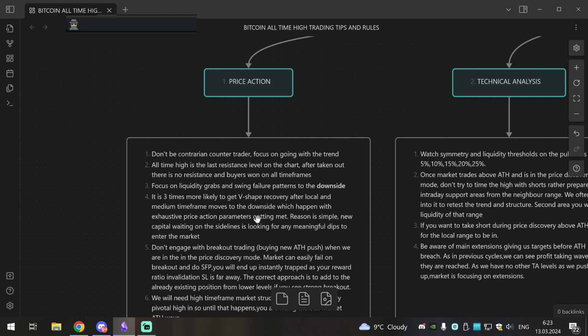The whole market was betting there would be some price action to the downside. Now every single market participant on the short side is red. Okay, so this is also driving moves to the upside, and it's making those people very, very defensive. Plus, of course, we have new buyers and so on. Okay, so third rule: focus on liquidity grabs and swing failure patterns to the downside.